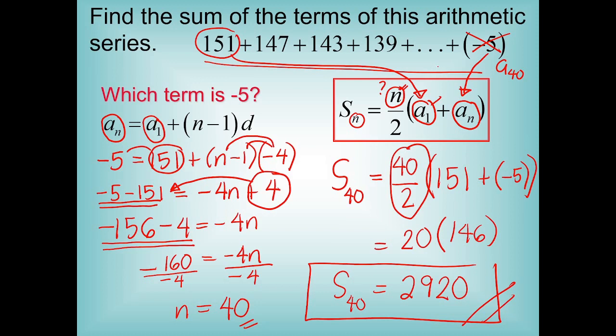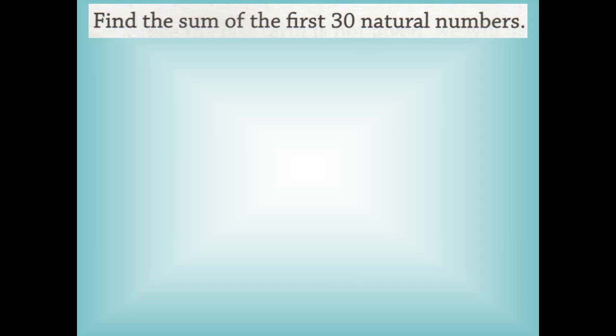So remember that you must check whether a sub n or n is given so that the problem can be solved. Next. Do you have questions about this problem, by the way? None. Okay, let's proceed to our second to the last problem. Now, this will be our question. Find the sum of the first 30 natural numbers.